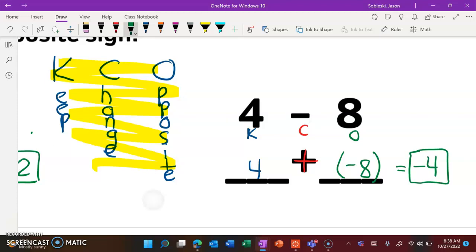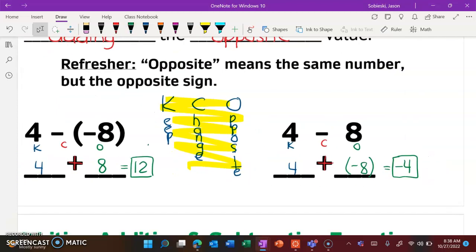So again, once you take a subtraction problem and do keep, change, opposite, it becomes an addition problem, like you've been practicing.